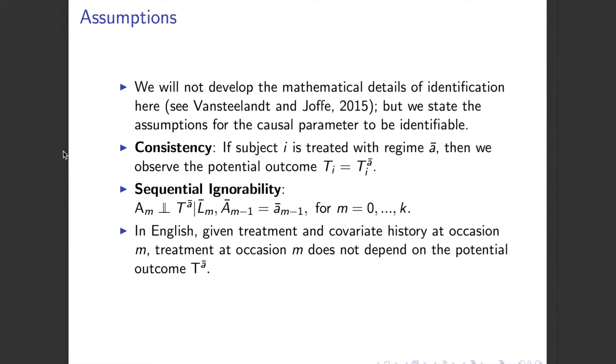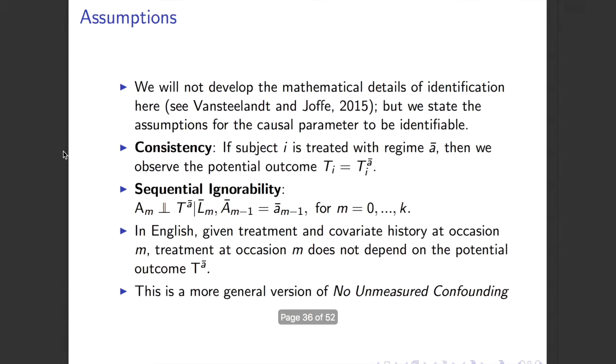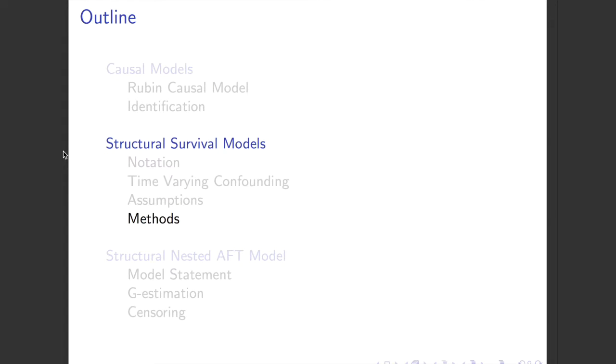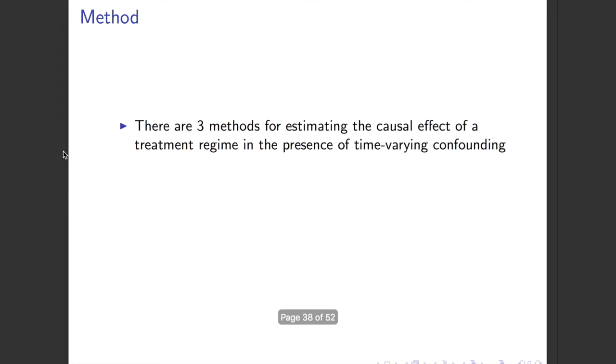So in English, given treatment and covariate history at occasion M, treatment at occasion M does not depend on what your potential outcome is going to be under any given regime. So this is just a more general version of no unmeasured confounding. With those assumptions, we're able to actually identify the causal effect that we were interested in, which was basically continuous treatment versus continuous non-treatment. But there are different methods for doing this.